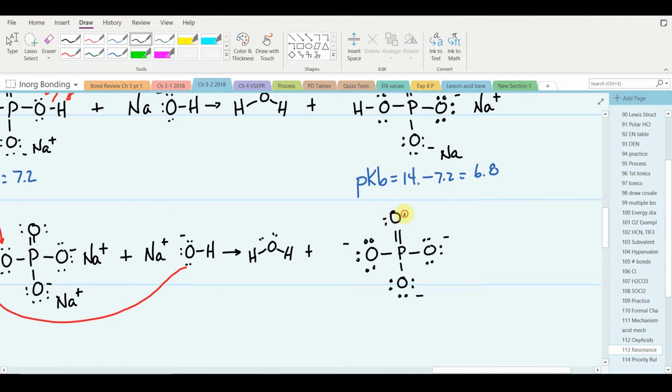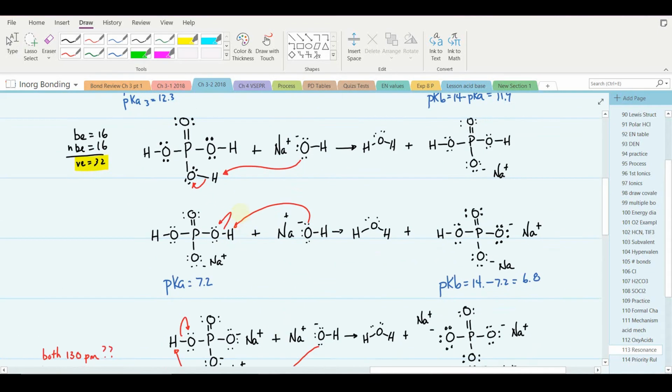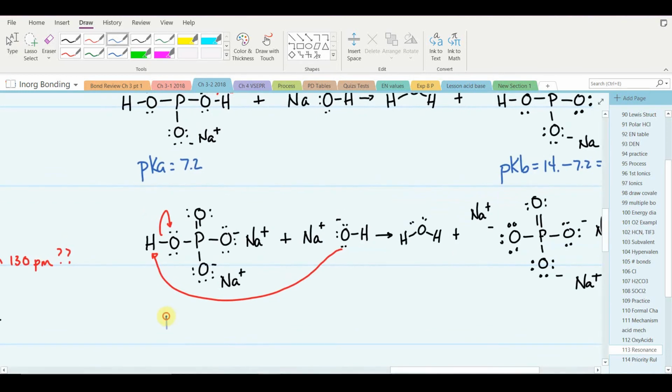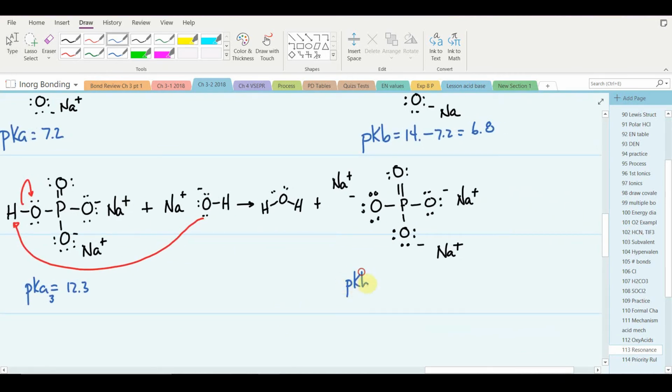And we'll produce trisodium phosphate. Remember, the sodium-oxygen bond is ionic, so the sodium ions will be floating around in solution. All right, so if the pKa of monosodium phosphate is 12.3, that's pKa3, what's the pKb of trisodium phosphate? Well, 14 minus 12.3 is 1.7, which is a moderately strong base.